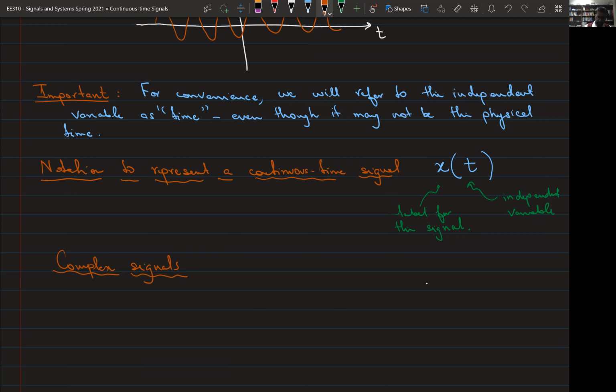Okay, so here's how. A complex signal, x of t, we can say is equal to the real signal plus j times the imaginary signal, right? The only difference from the complex number that we were doing is that now the real part has become a function of time, right?